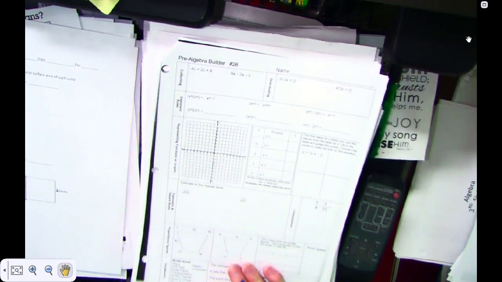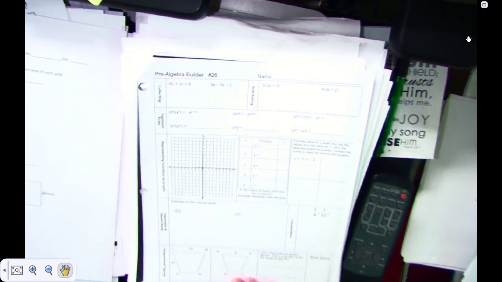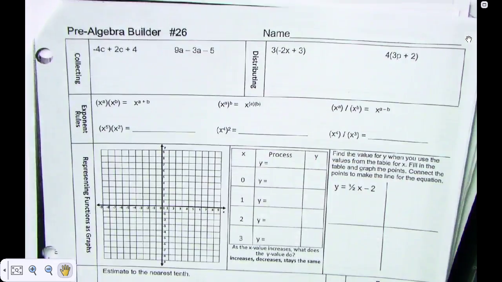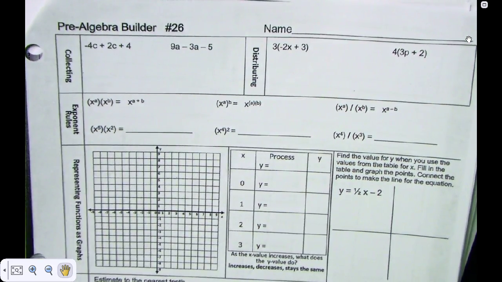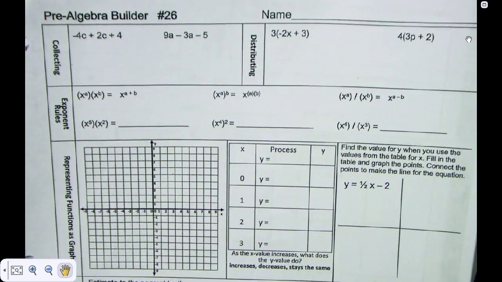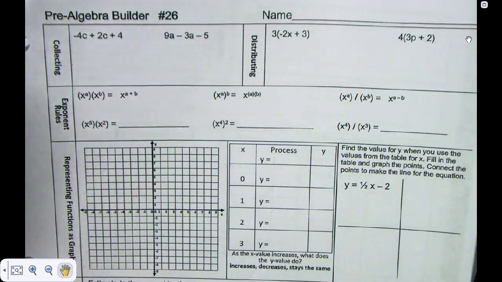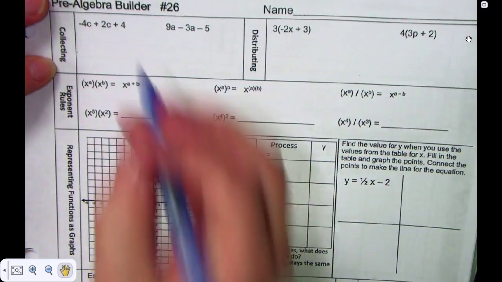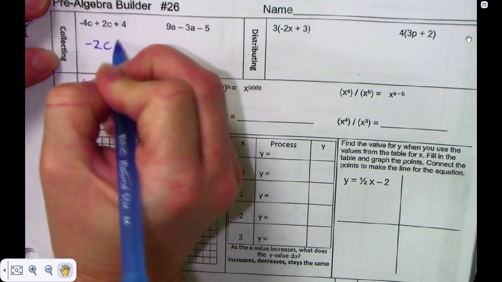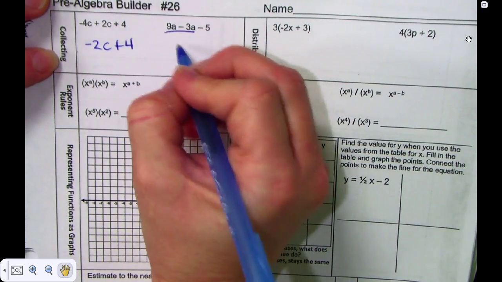Okay, everybody look, row 1. We're on Pre-Algebra Builder 26. We did row 1 and row 3. So if you're doing the recording, stop it and do that and then turn it back on to check. Okay, so what is the top row? 2C. Good.